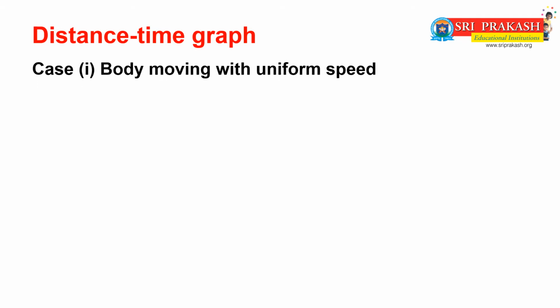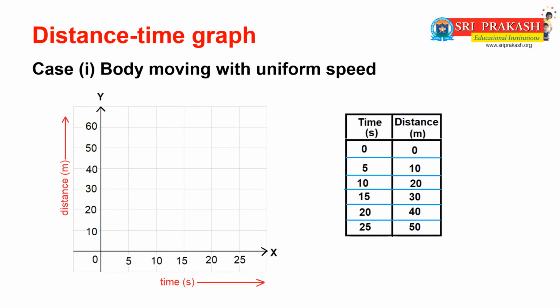Distance time graph. Case 1: Body moving with uniform speed. Let us plot the distance time graph from the data that is given in the table. At 0 seconds, the distance traveled is 0. Therefore, the position is at the origin. At 5 seconds, the distance traveled is 10 meters. At 10 seconds, it's 20 meters. At 15 seconds, it is 30 meters. At 20 seconds, it's 40 meters. At 25 seconds, it's 50 meters.